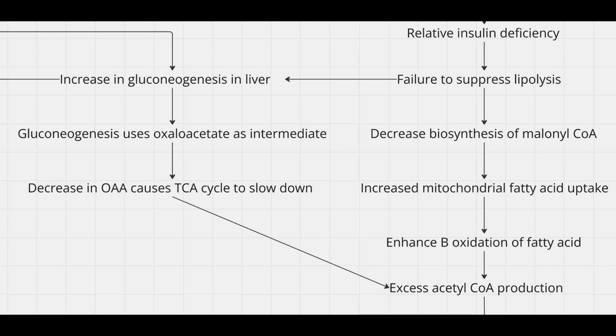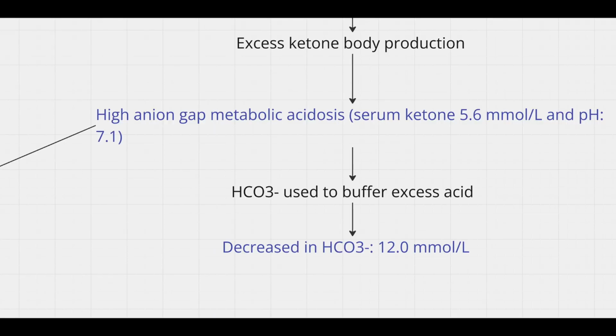And this will lead to failure to suppress lipolysis, decreased biosynthesis of malonyl-CoA, increased mitochondrial fatty acid uptake, and enhanced beta-oxidation of fatty acid, causing excess acetyl-CoA production. Besides, failure to suppress lipolysis increases gluconeogenesis in the liver. Gluconeogenesis uses oxaloacetate as an intermediate. Decrease in oxaloacetate causes the TCA cycle to slow down and causes excess acetyl-CoA production. Excess acetyl-CoA is diverted into ketone body production, leading to an accumulation of ketones in the blood.